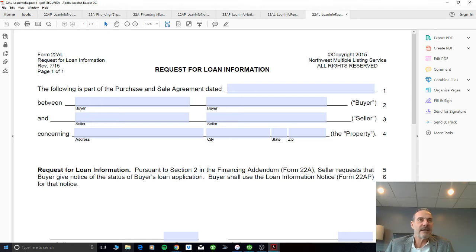AP is going to come back and they're going to have to tell you all the things they have and don't have. Then you would have more specific questions to ask them down the road. So yeah, Larry is right. It's a good habit to get into to use them if you have a 22A in your contract.